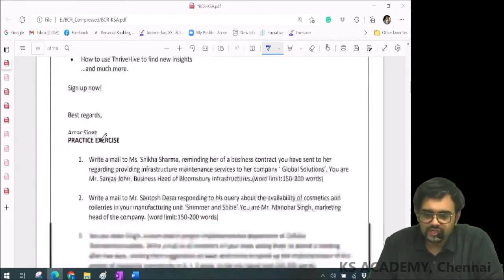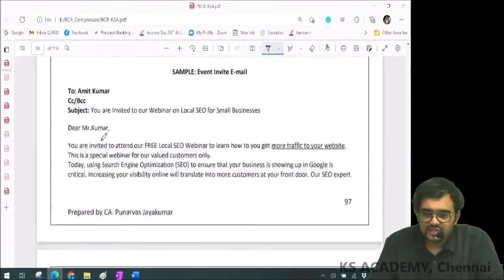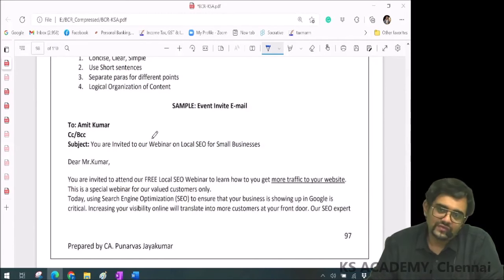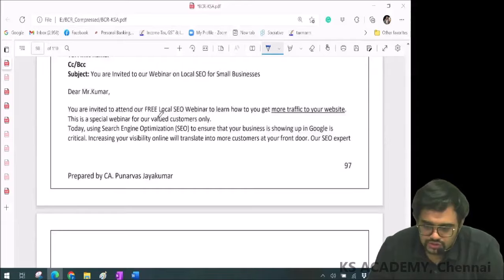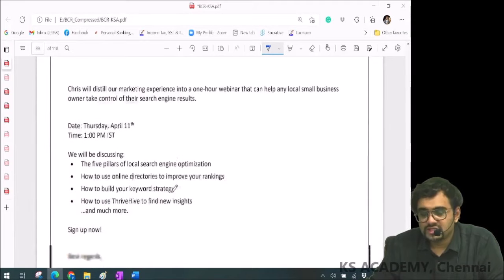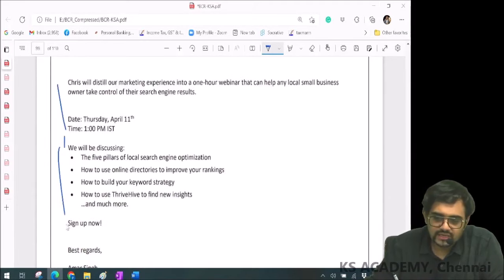Signature should be there. So if you see, for instance, here, this is a sample invite email to Amit Kumar. They'll only give you the ID, by the way. Yes, you are the branch manager. They'll give you within brackets the email ID at kprivatelimited.com. They'll give you everything, no need to worry. So like that you should write. Here: dear Mr. Kumar, you are invited to attend our free webinar on how important search engine optimization is, and then the date, time, seminar they have given.